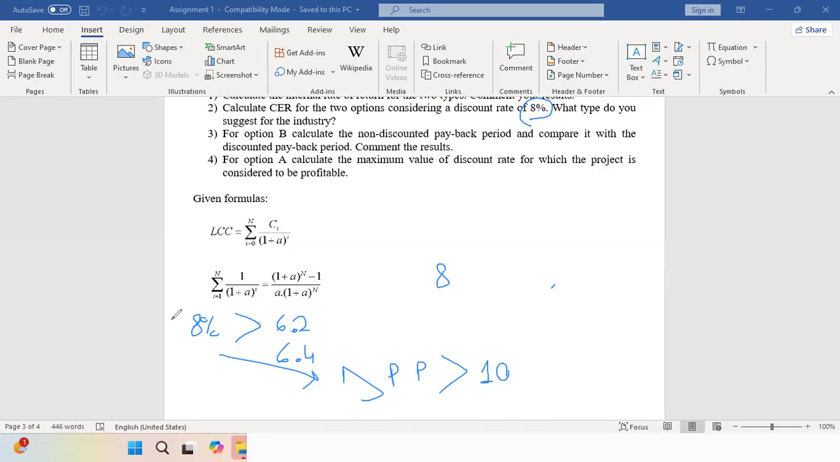Okay, if you didn't pay attention, no, you don't put the salvage value, of course, but when you get results larger than 10, you say I cannot pay back my system during its lifetime.